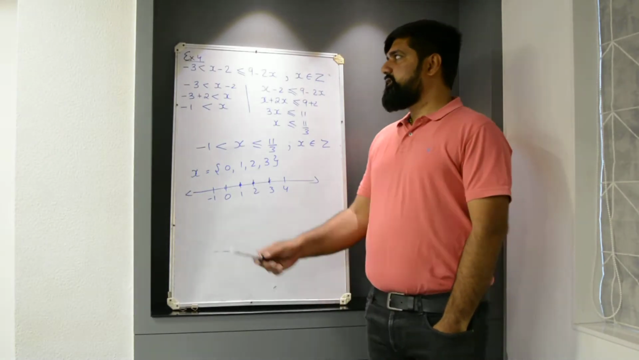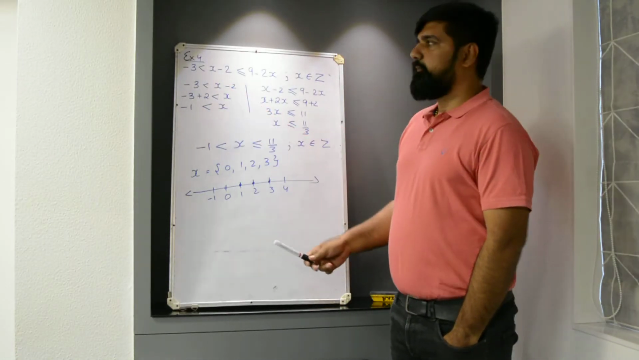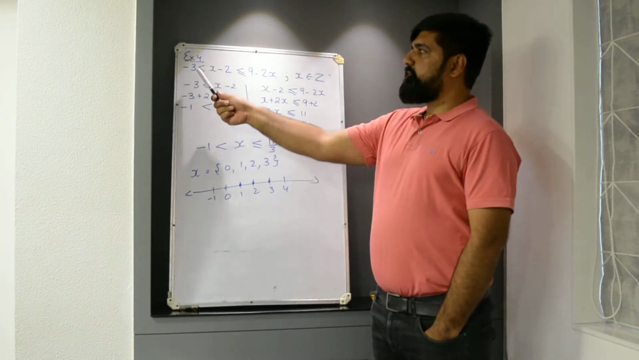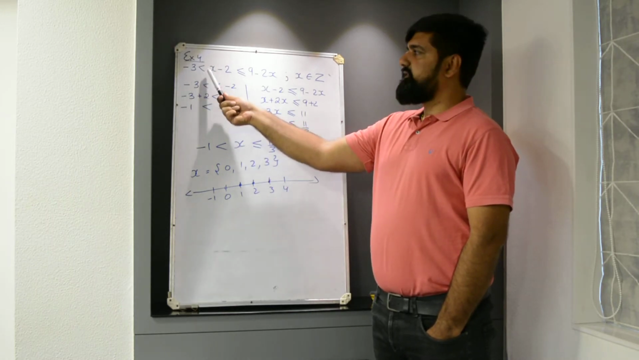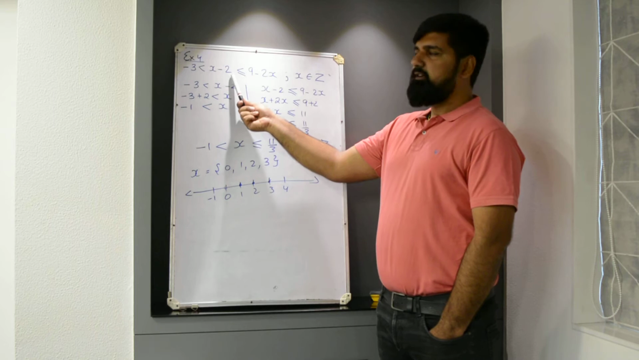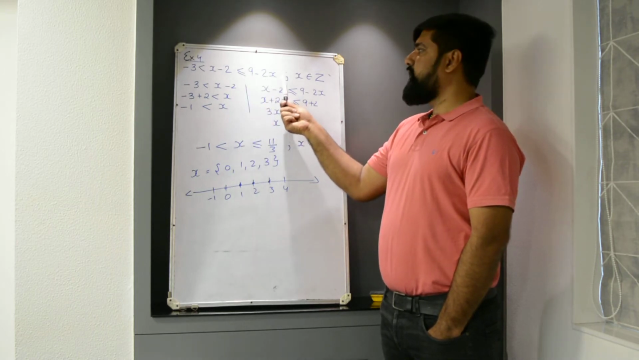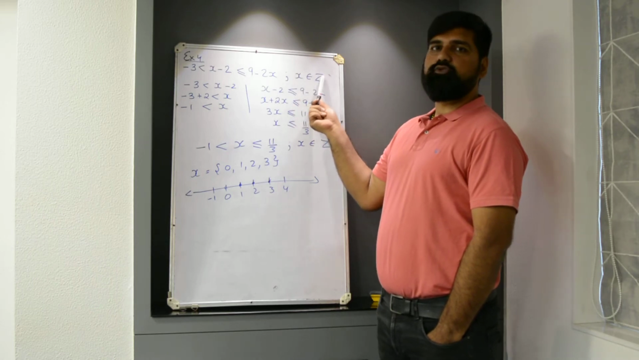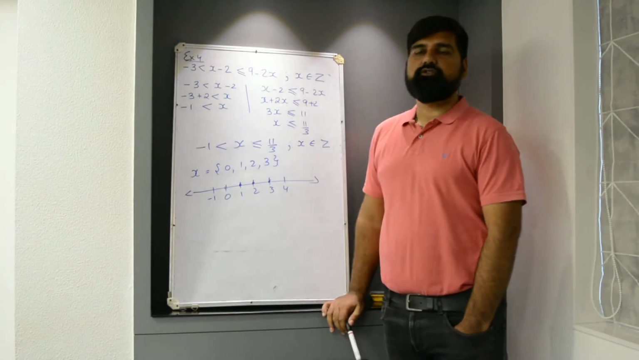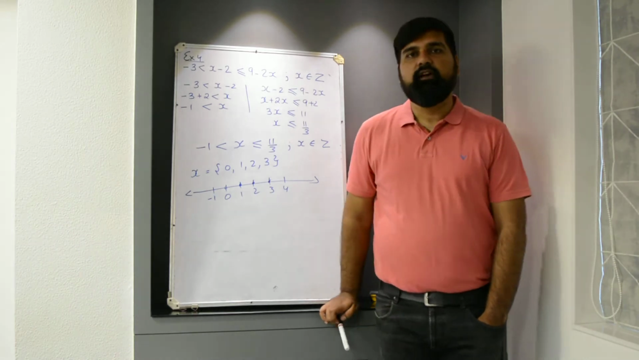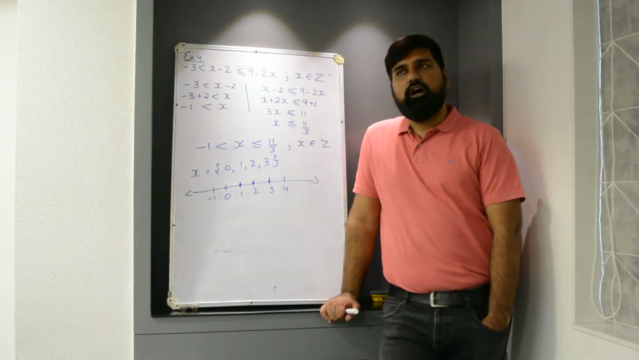Now let us continue with example number 4. We have been given an inequality: minus 3 is less than x minus 2, which is less than or equal to 9 minus 2x, and it has also been given that x belongs to Z, that is, x belongs to integers. So we have been given two inequalities.